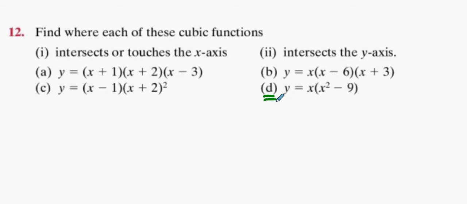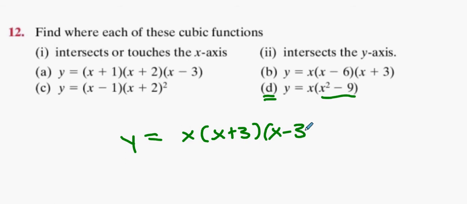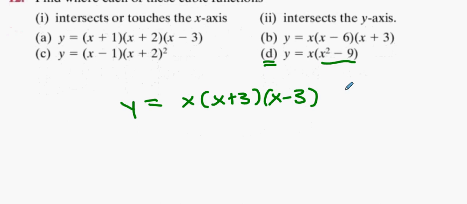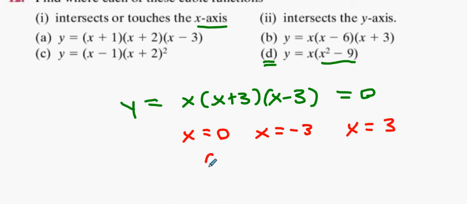I'll do D. Alright. So very quickly, how do you factorize this? X squared minus 9, anybody? X plus 3 and x minus 3, okay? And all I have to do then is put it equal to 0 to find where it hits the x-axis. So what's your 3 answers? X equals 0, x equals, and x equals. And so it's 0, 0, minus 3, 0, and 3, 0. Is that alright?